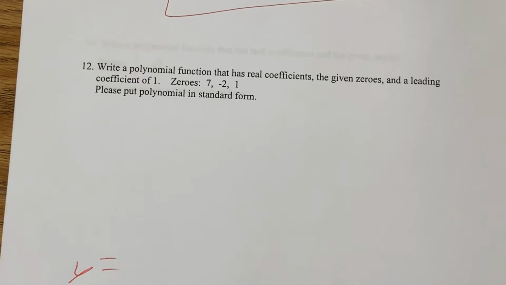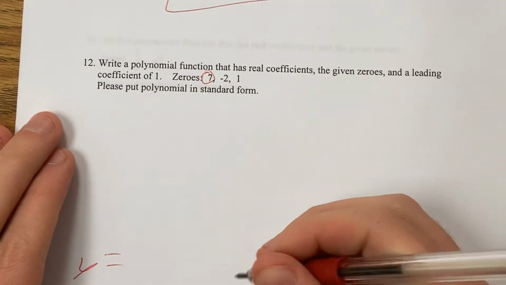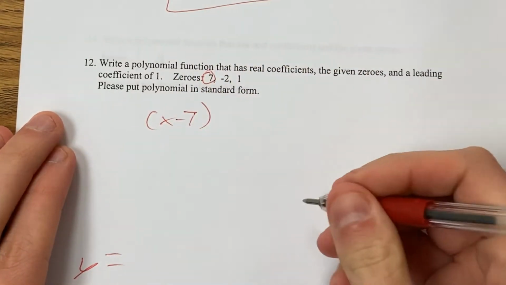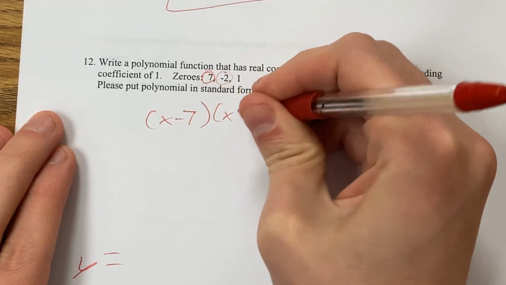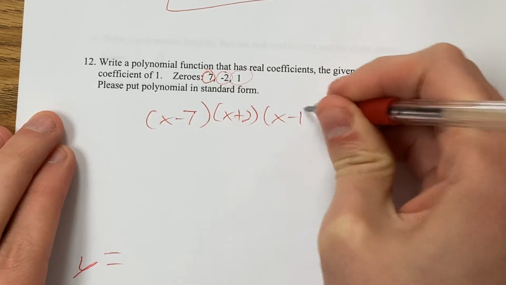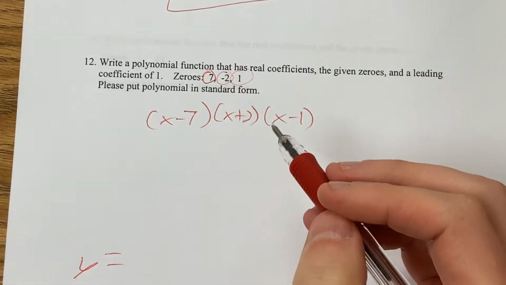Okay. With that said, it says it has a 0 at 7, which means it has to have a factor at x minus 7. At negative 2, that means it has a factor at x plus 2. And at 1, x minus 1. So that's the first step. Take the zeros, make them into factors.